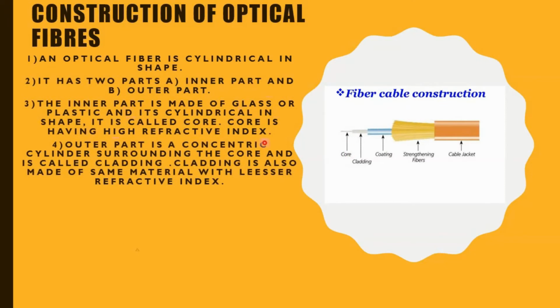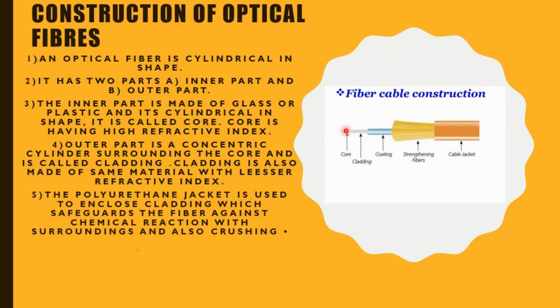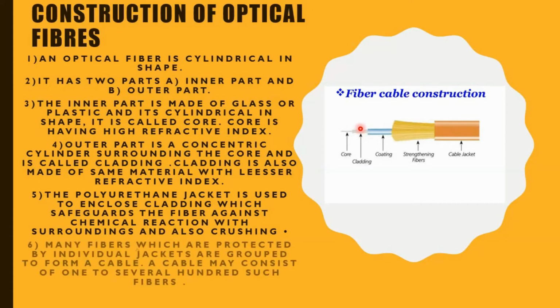Now the outer part is a concentric cylinder surrounding the core, also called the cladding. Cladding is also made of the same kind of material, but its refractive index is less than that of the core. The outer part also comprises a polyurethane jacket, which is used to enclose the cladding and safeguards the fiber against chemical reaction with the surroundings and also crushing. So the jacket is used so that the cladding is protected. That means whenever a chemical reaction happens, no destruction happens to it.